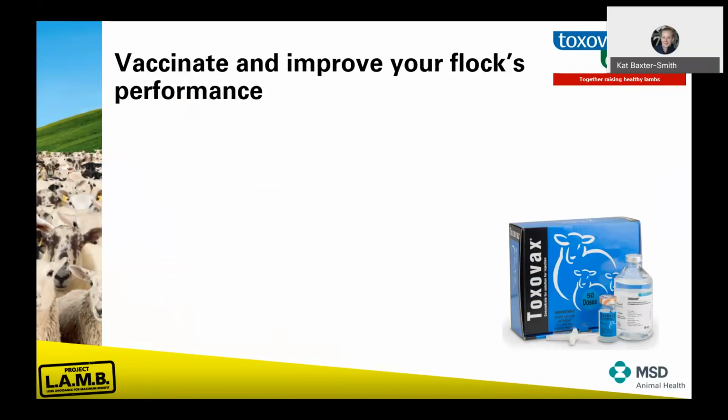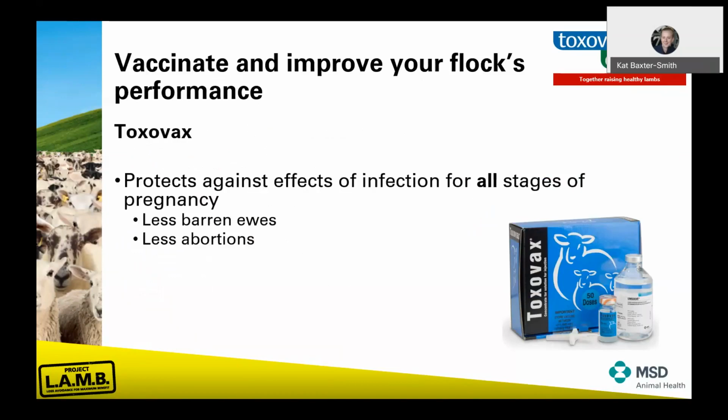Toxovax is the only vaccine on the market for this condition, and you might understand why when I tell you a bit more about it. It protects against effects of infection for all stages of pregnancy, as long as it's given before pregnancy. So you will get fewer barren ewes and fewer abortions. It needs to be given at least 3 weeks prior to tupping, but it can actually be given 3 months to 3 weeks before tupping. And we always try and encourage farmers to give it as early as possible.